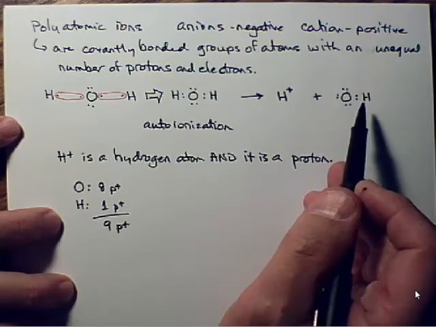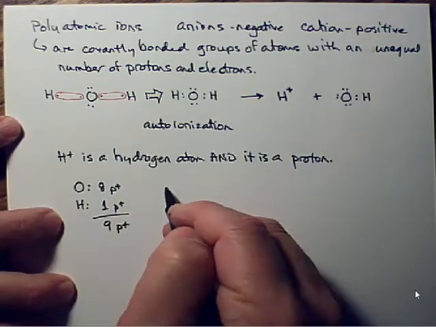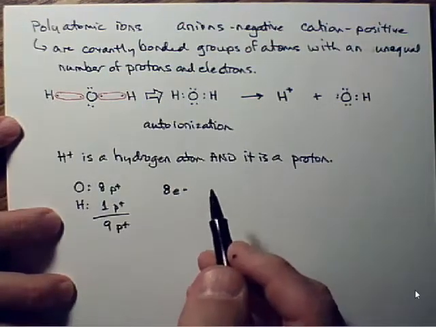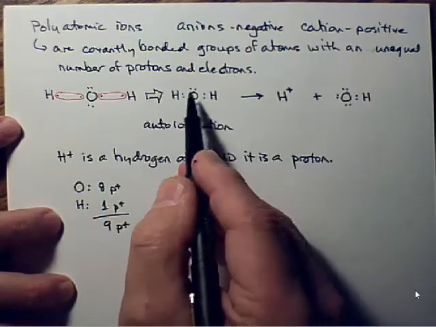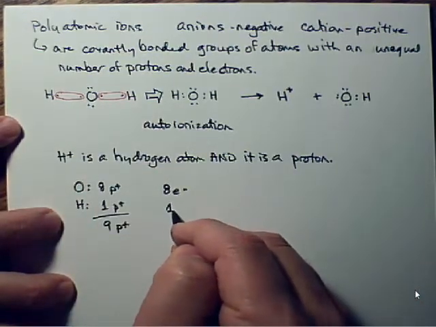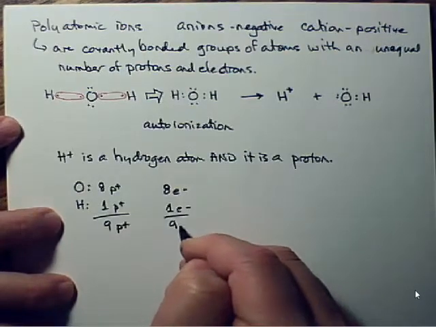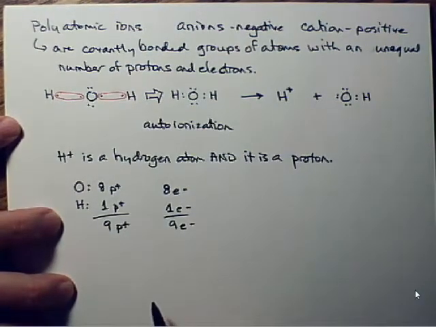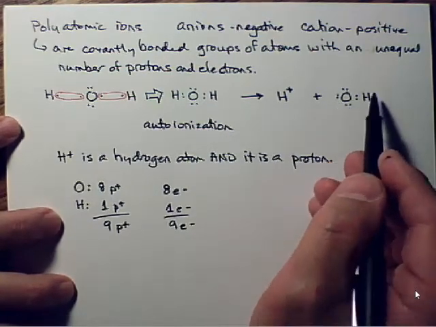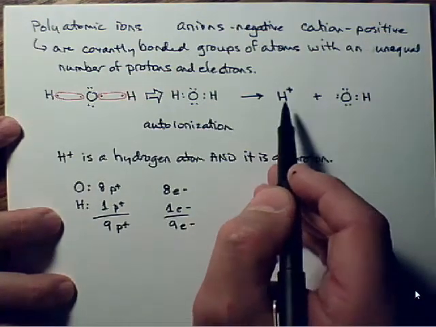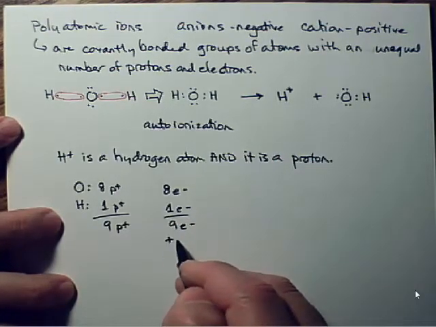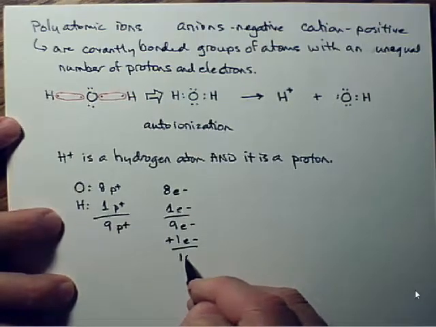Okay? We had 8 electrons on the oxygen to begin with. We only showed the 6 because we're only looking at the valence level when we're writing the electron dot notation. The hydrogen originally had 1 electron, so it had 9 electrons, right? But this right here got an extra electron from that hydrogen, remember? So not only do we have those 9 electrons, we'll have 1 more electron.